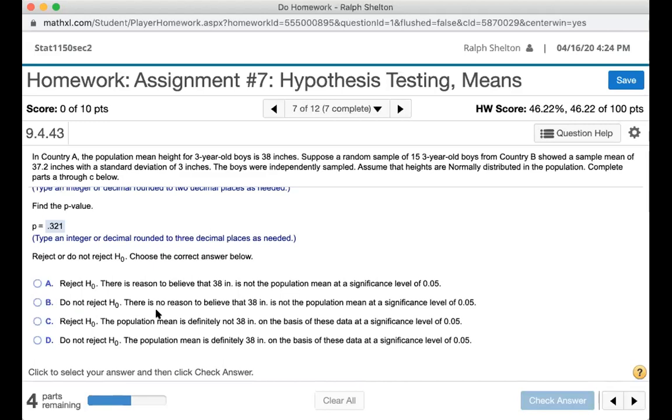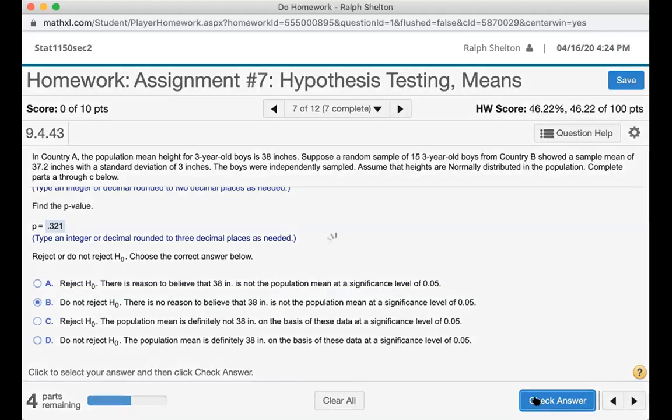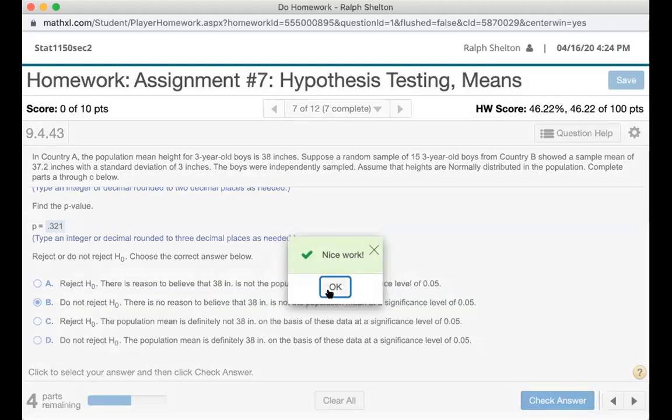Do not reject. There's no reason to believe that it's not, at the significance level. That would be true. The other one says do not reject, population mean is definitely this value. No, we don't know that it's definitely that. We just know there's no reason to believe that that's not it, but we don't know that it definitely is that. So B's the right answer. Check answer. Okay.